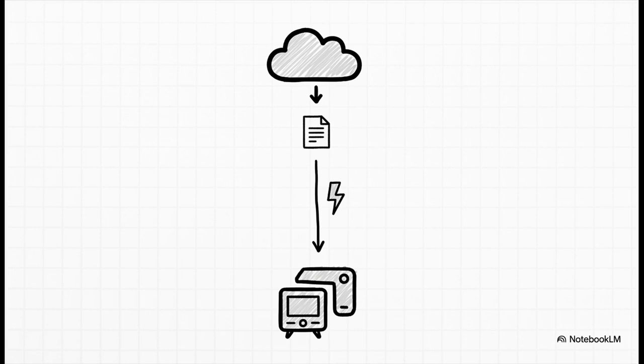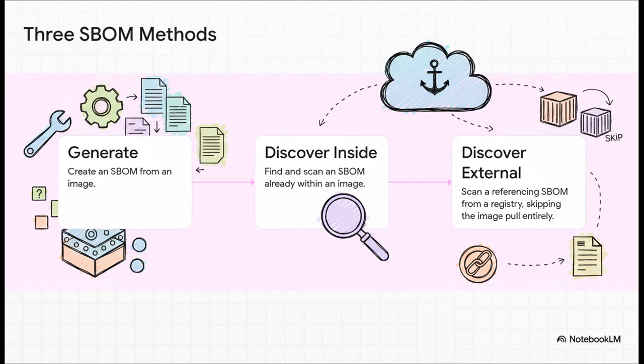Instead of pulling that whole massive image, you can just scan its SBOM. An SBOM is basically just a lightweight list of all the software inside. It's like instead of reading a 500-page book to find one fact, you just look at the table of contents. It's brilliant. And there are a few ways Trivy can do this.